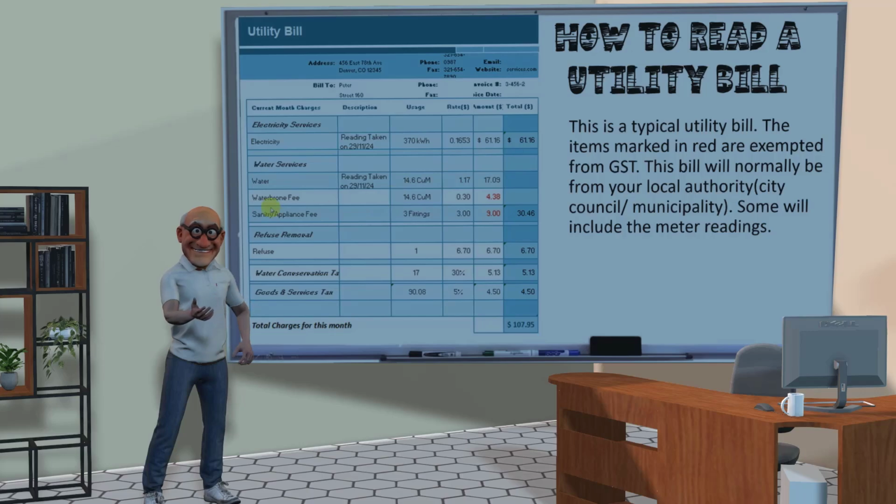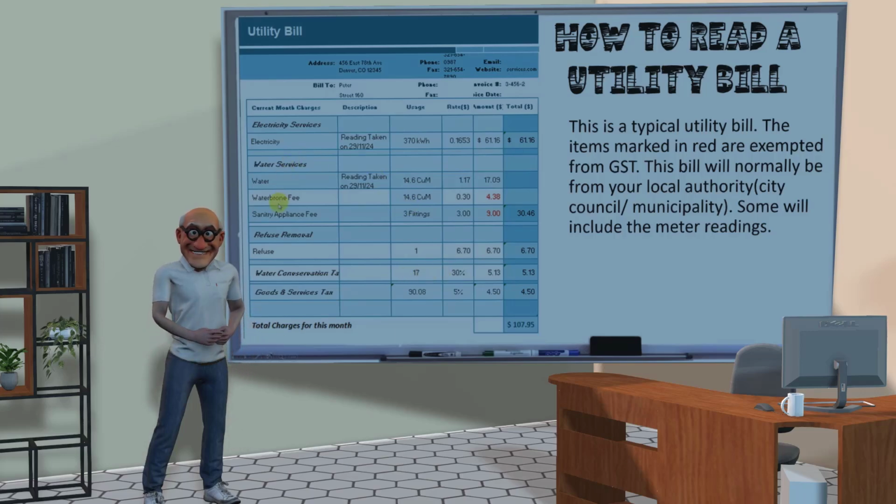This water borne fee is something that's unique to Singapore, that you're paying a special tax for water to try and save water. Same as this water conservation tax, it is also the same thing. Because water is so scarce in Singapore, they have to do it.